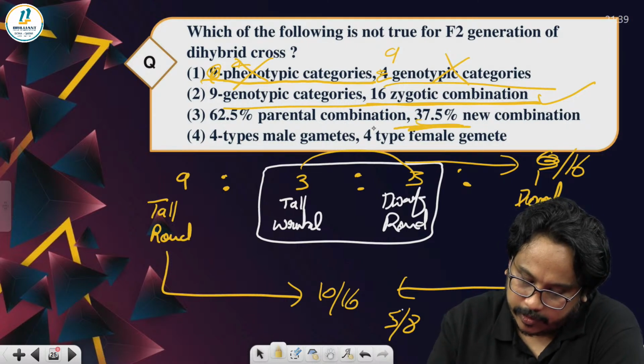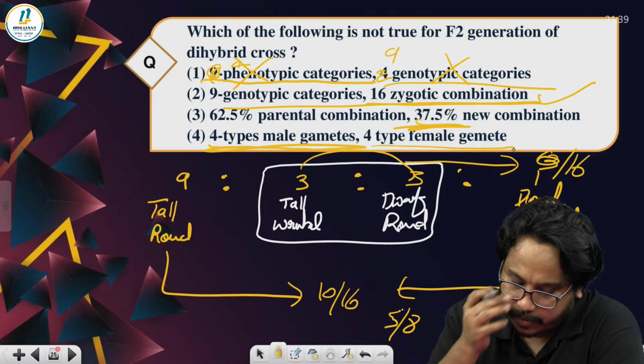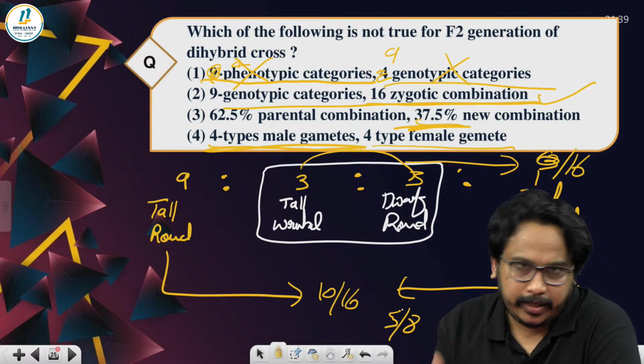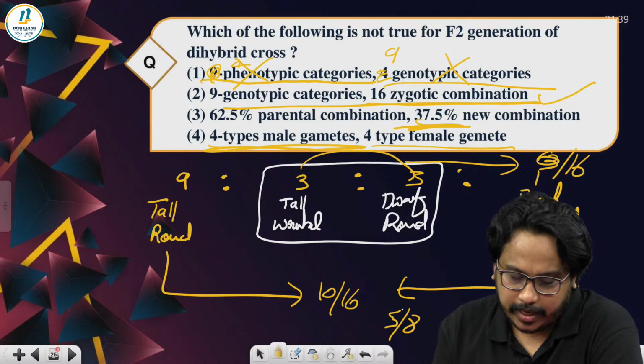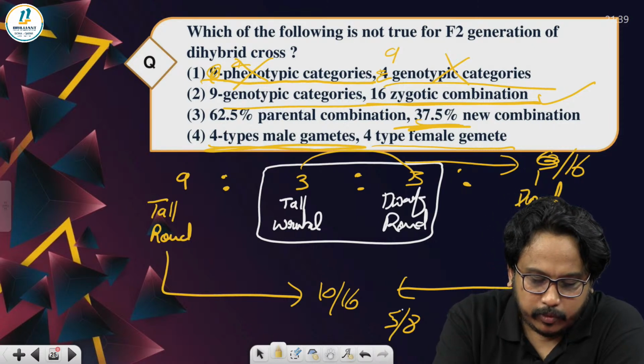that is 37.5%. Then 4 types of male gametes and 4 types of female gametes only will be obtained from the F1 generation in a dihybrid cross. So if you got this much, we will move to the next question.